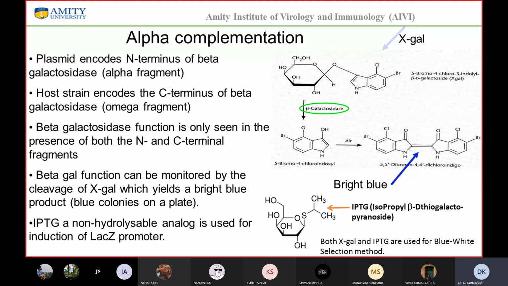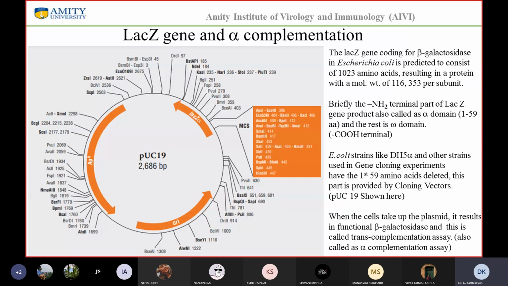But somehow we need to induce the lacZ gene, and so people typically use a chemical called IPTG, which is isopropyl beta-D-thiogalactopyranoside. This is a non-hydrolyzable analog of allolactose. Lactose gets metabolized into allolactose, and allolactose is the one that is actually the inducer for the lac operon. So this is an analog of allolactose. This acts as an inducer for the lacZ gene, which we typically use in the cloning vectors.